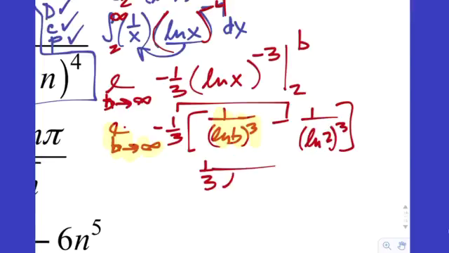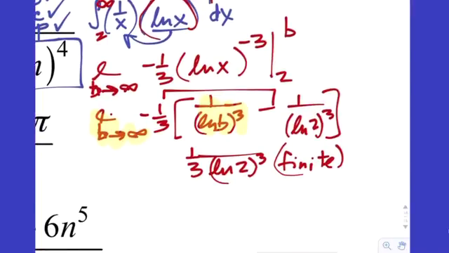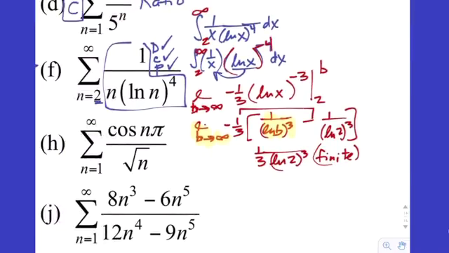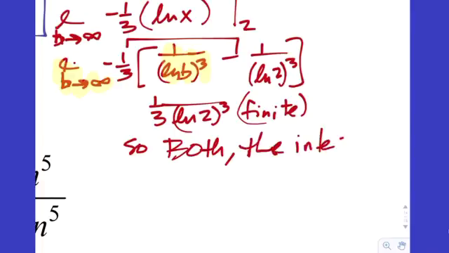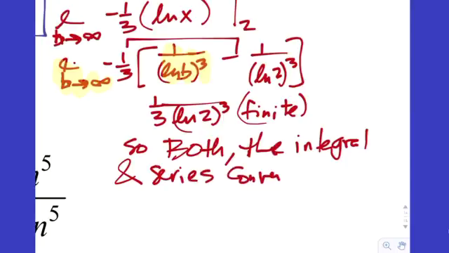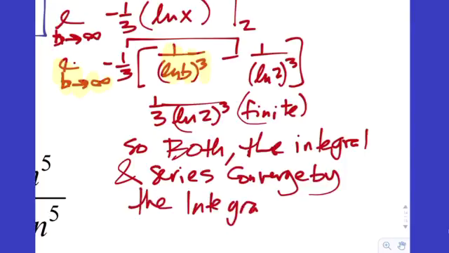We can just write it like this: 1 over 3 natural log of 2 cubed. You have to leave it like that. That's just a number. So that's finite, which means that the integral converges, and therefore so does the series. So both the integral and the series converge by the integral test.